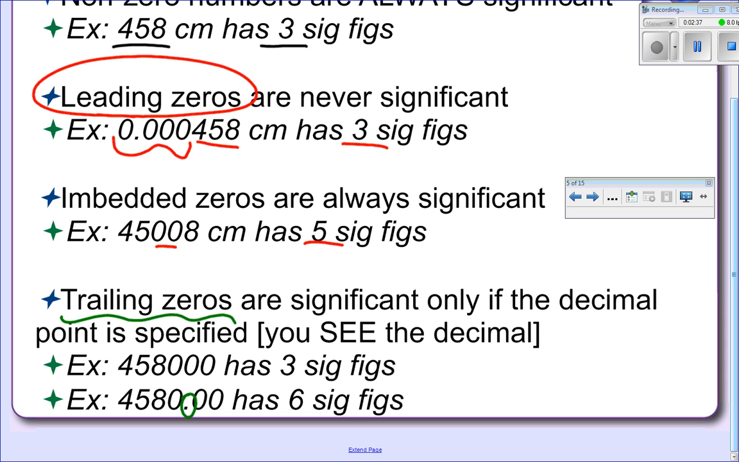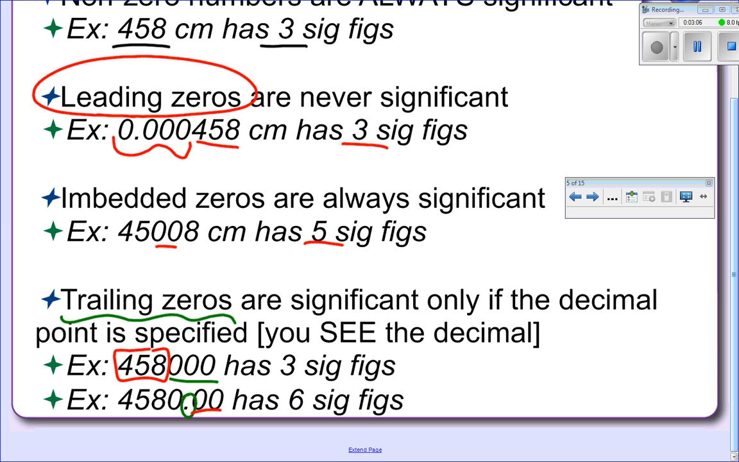But if I look at this number, 458,000, these are just placeholders. And what do we know about placeholders? They don't count. So this is why 458,000 has 3 significant digits, whereas when we put the 458 with the decimal point and the 2 zeros, those don't have to be there. They're there to show accuracy, so everything counts.